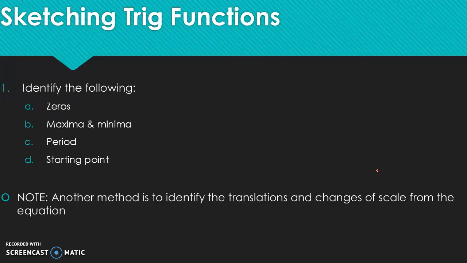So C is going to push it along the x-axis, D is going to push it up the y-axis. There's a couple of methods we can do when we're sketching trig functions. We can either use the translations and changes in scale from the original sine and cos ratios to sketch the new function, or what I prefer to do is identify the points where the zeros, the maximum and minimum are, the period and the starting point. Plot these points on Cartesian coordinates and then graph them, joining the dots.